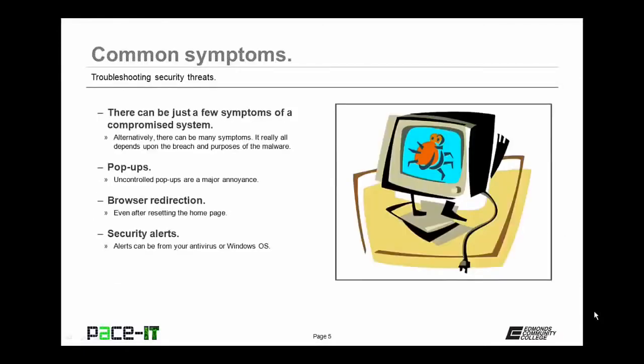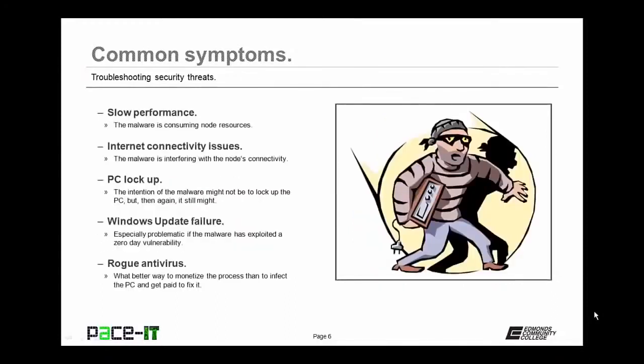There can be just a few symptoms, or there can be multiples of symptoms that can all point towards a breach or a malware infestation. You may be experiencing uncontrolled pop-ups, browser redirection, even after you reset the home page. You may be getting security alerts from either your antivirus or from the Windows operating system. Unusually slow performance also points towards a malware infestation.